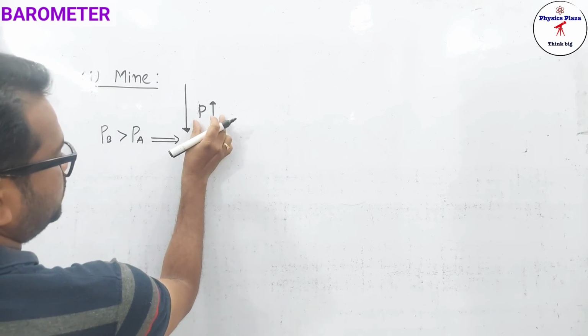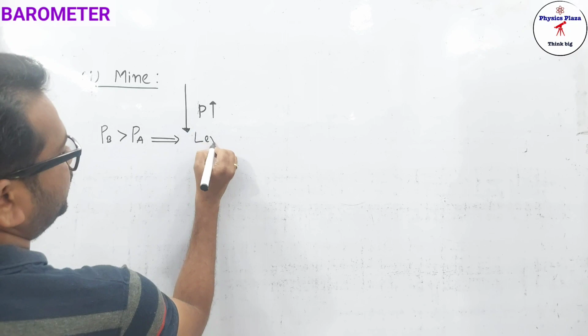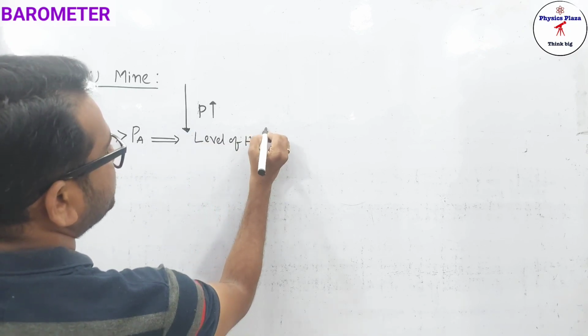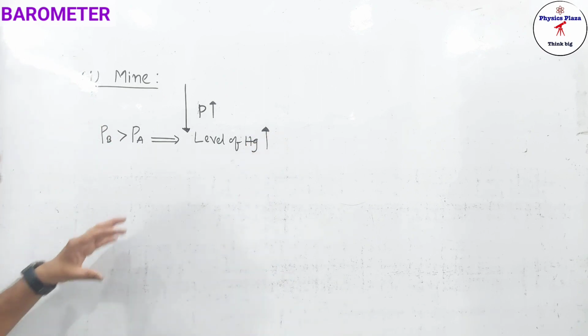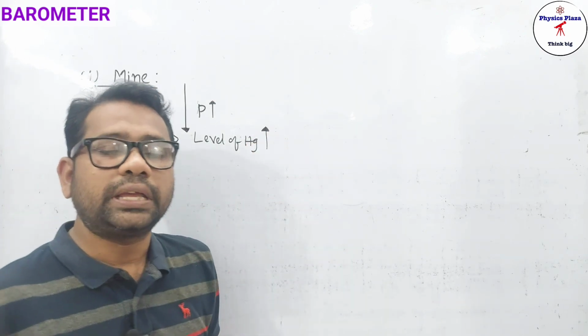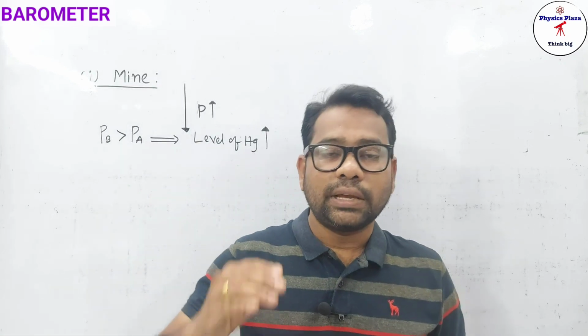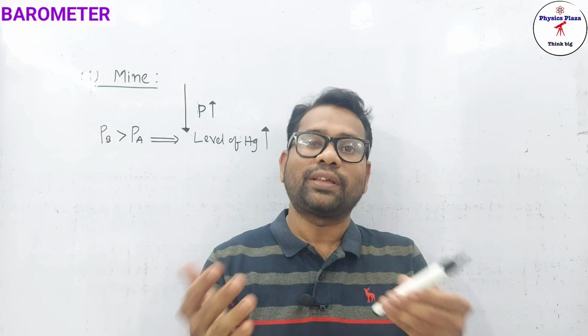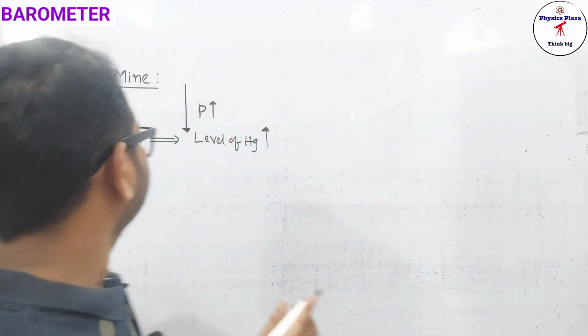As the pressure increases outside, the level of mercury obviously increases. So in the exam they may ask how the level of the mercury gets affected if it is taken into a mine, and give a reason. You can write that yes, the level of the mercury increases because as we go into the mine, the pressure increases. Okay, now fine.